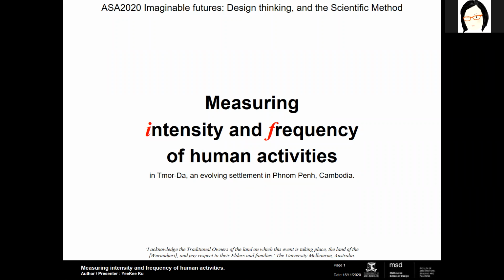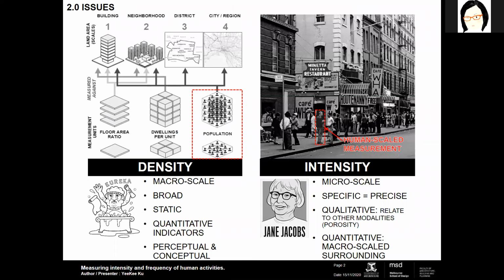The title of my paper is Measuring Intensity and Frequency of Human Activities. To begin, the origin of urban density measurements was never documented, and the only source of reference is the calculation of mass per unit volume by Archimedes. As analyzed by Cheng 2009, these measurements are objective, quantitative, and a neutral spatial indicator of the number of people per area, but become imprecise at different contexts and scale.